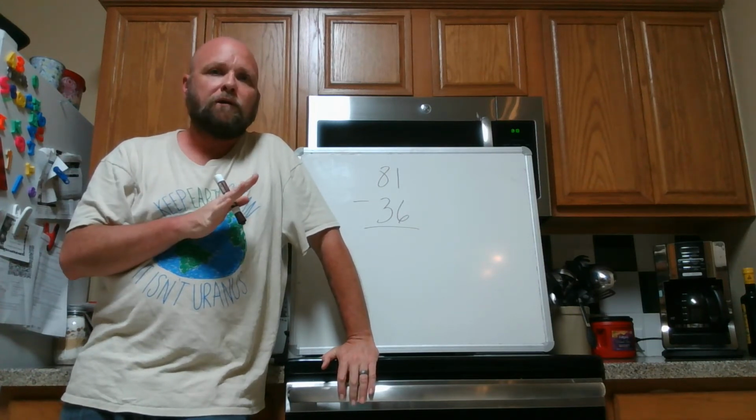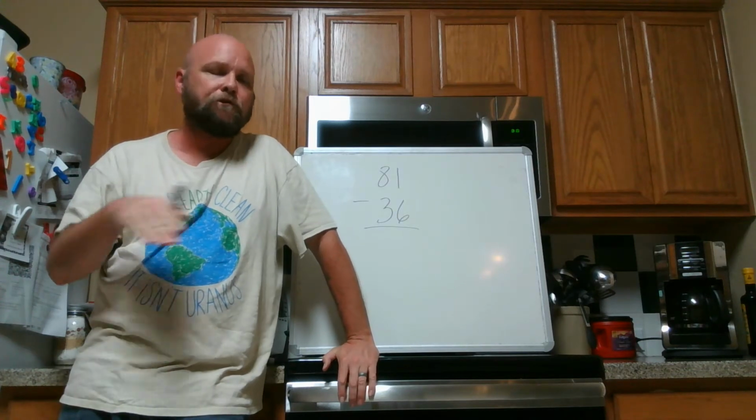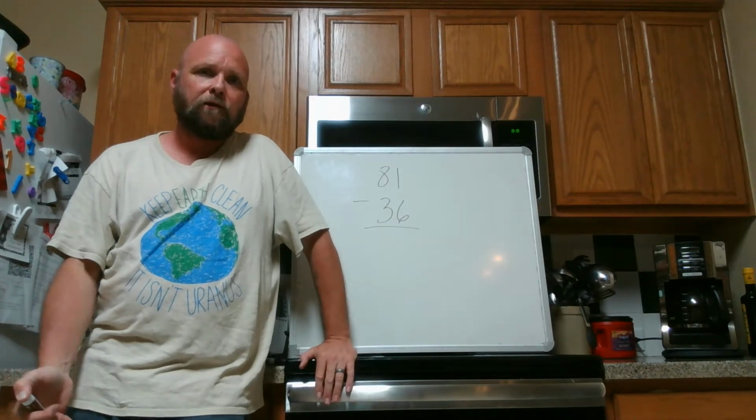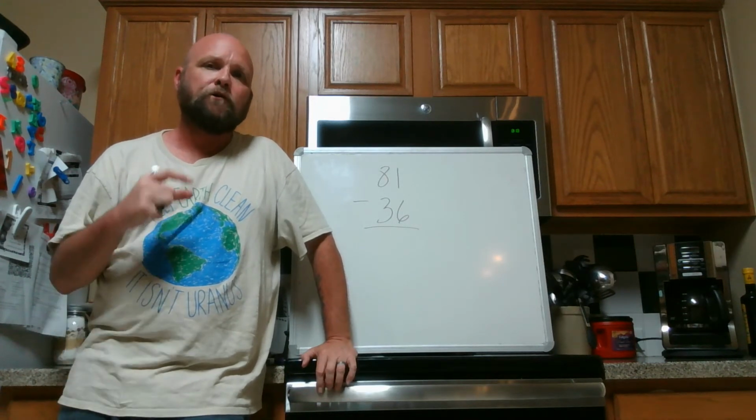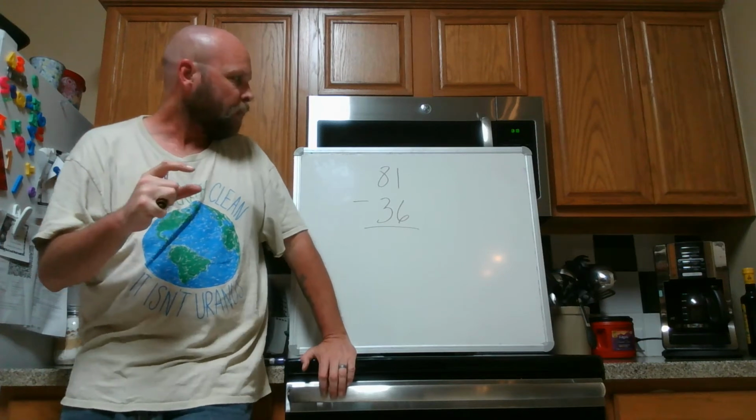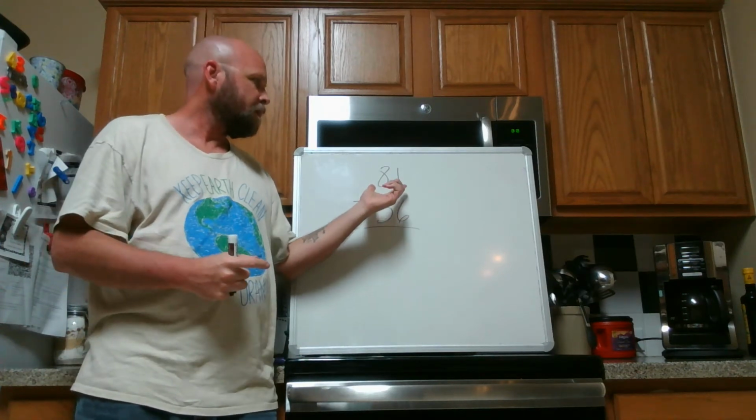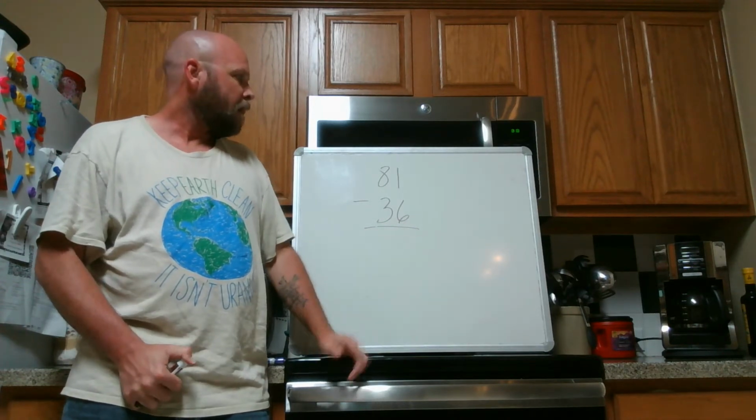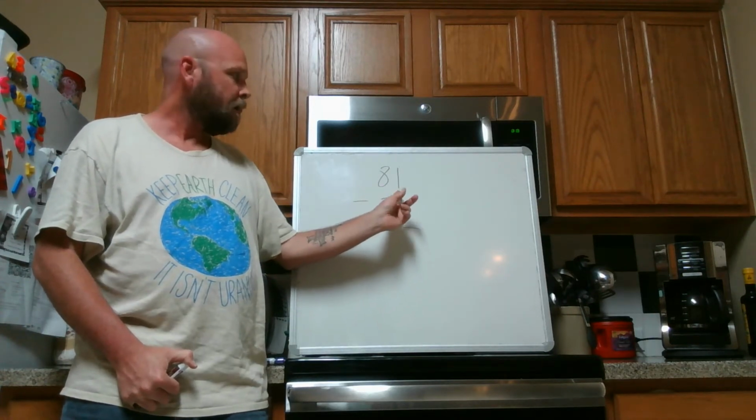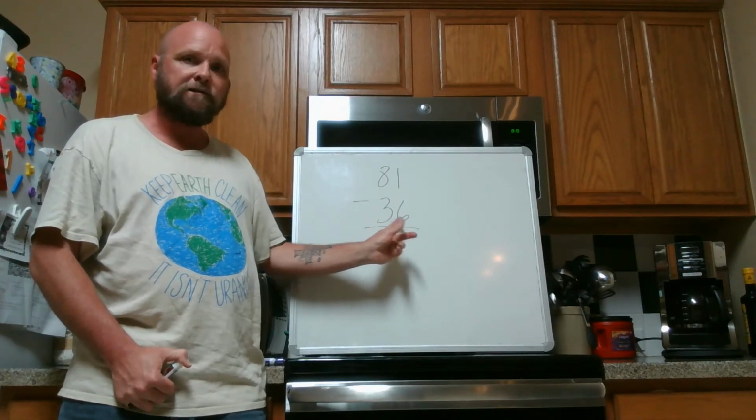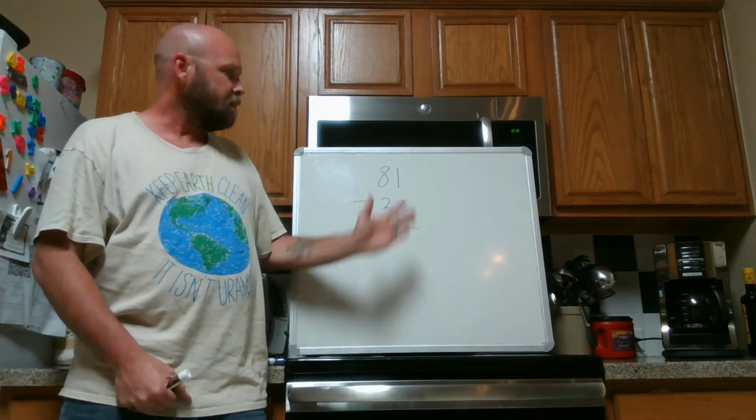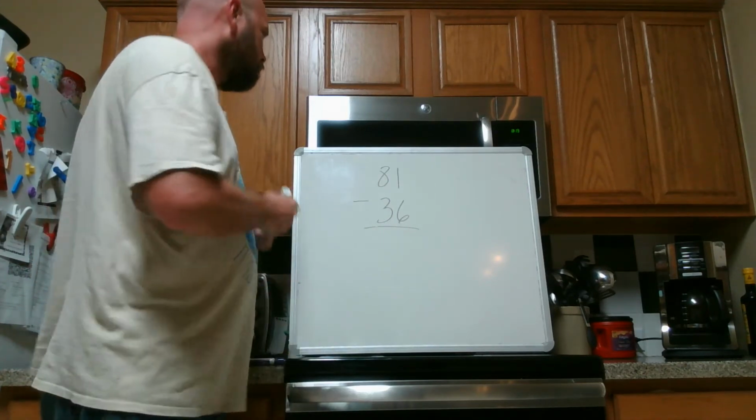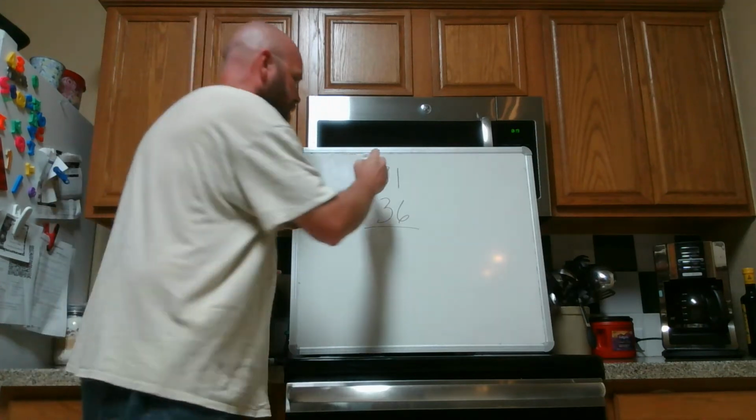And I know when we were kids, way back long ago, it was just cross off, borrow. We're doing the same thing. We're using different language to help them understand the place value of it. So for example, if I think of this as $81, and I think of this as $36, and I have 8 tens and one $1 bill, and 3 tens and 6 $1 bills, I can't take 6 $1 bills from one $1 bill. So what I'm going to do is I have to take one of my tens.